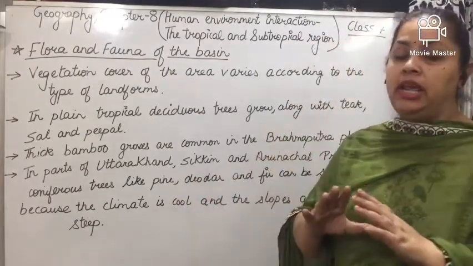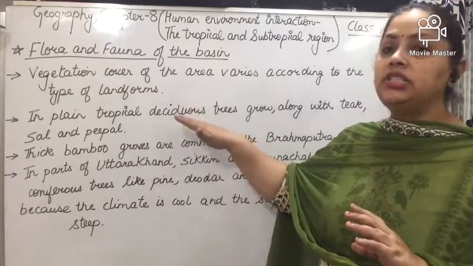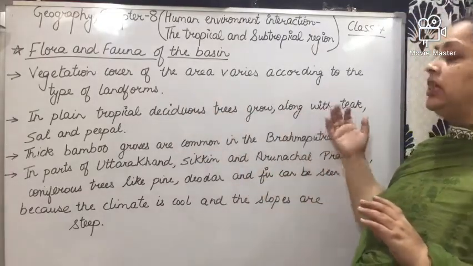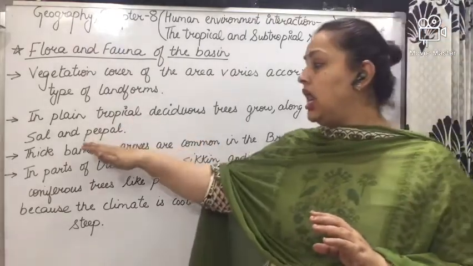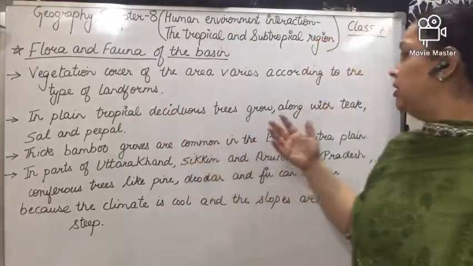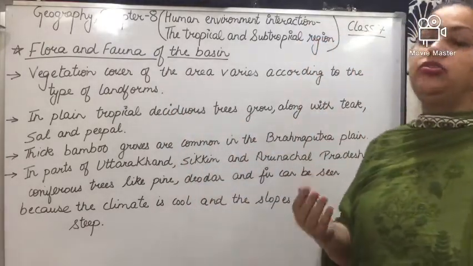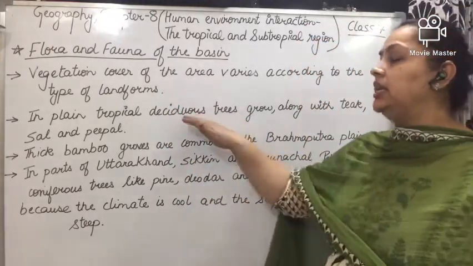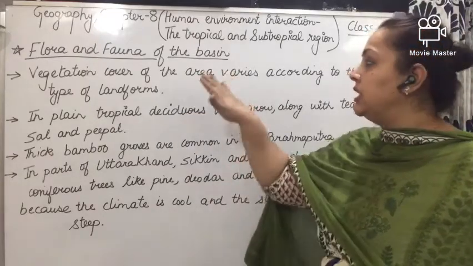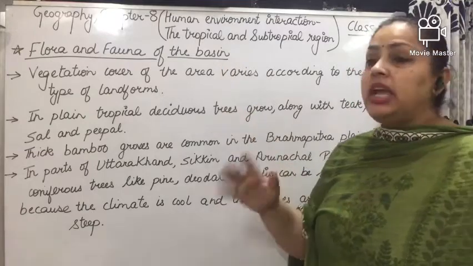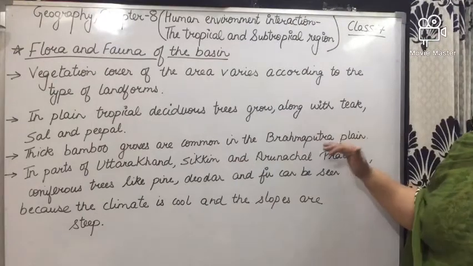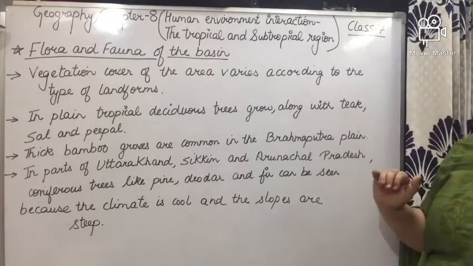In the plain area, tropical deciduous trees grow over there, along with teak, sal and peepal. So three trees' names are given, and all three are deciduous trees that are found in the plain area of this basin. Thick bamboo groves are common in the Brahmaputra plain area.